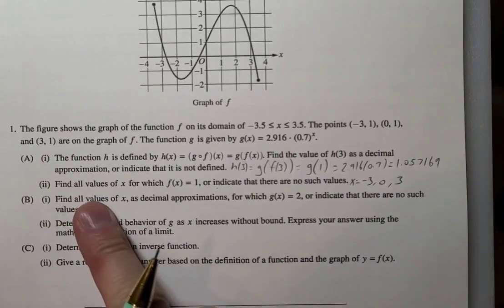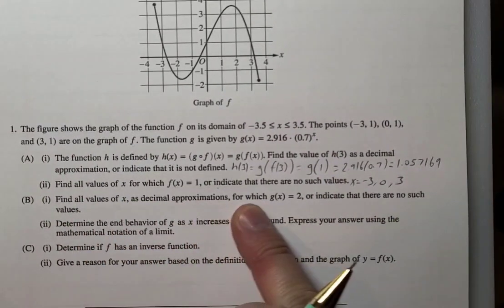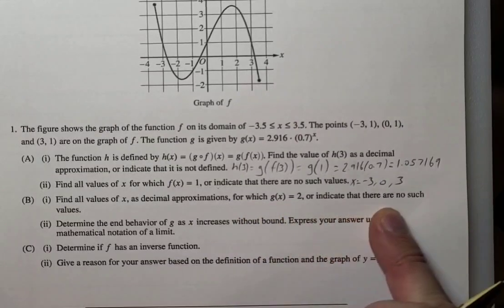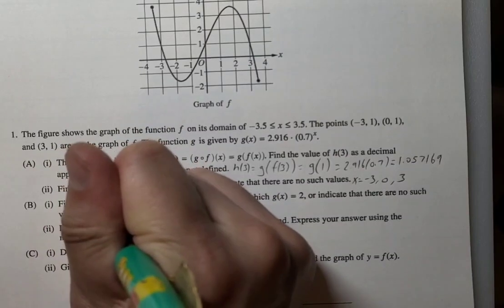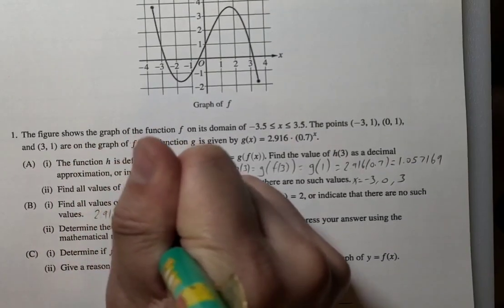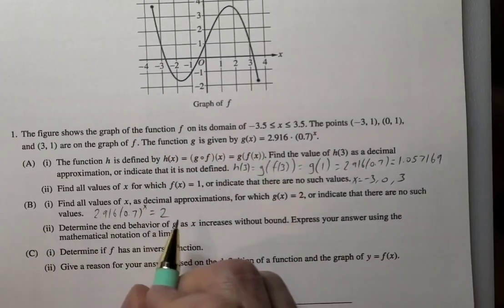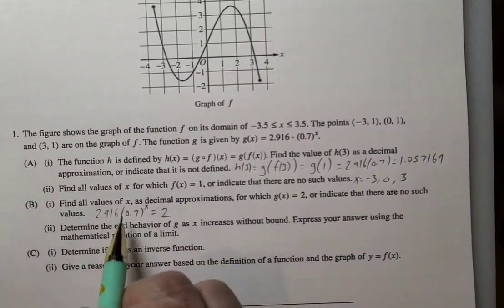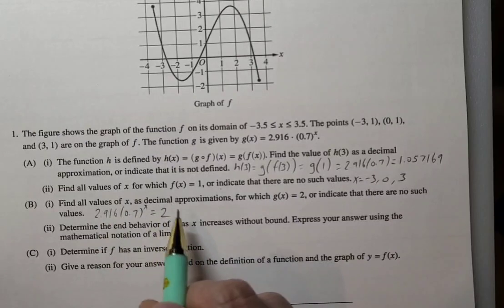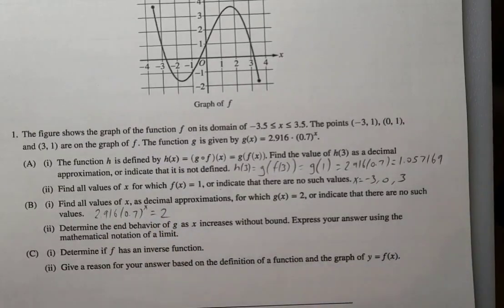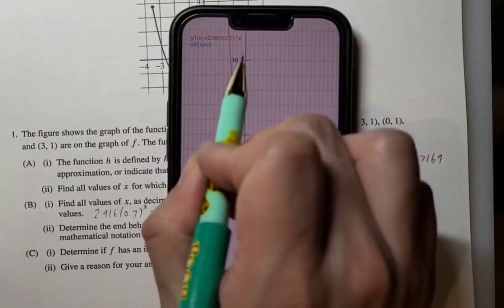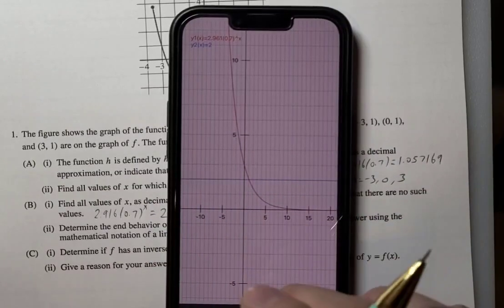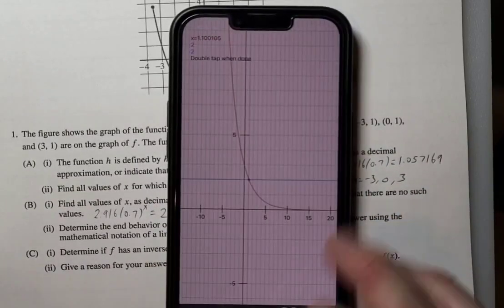All right, find all values of x as decimal approximations for which g of x is equal to 2, or indicate that there is no such value. So I would just have 2.916 times 0.7 to the x is equal to 2. This is the setup. I would write this, and then graph this as y1 and this as y2 on my calculator because it's a calculator question. Okay, so then it would look like this. Clearly y equals 2 is the horizontal line, and the other one is the exponential. You want to see where they intersect, so find intersections.